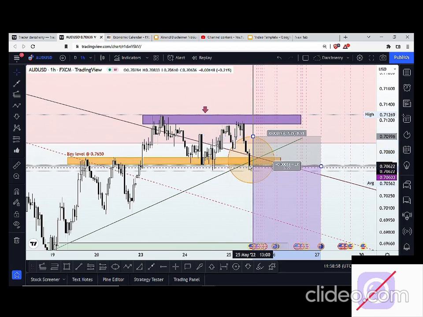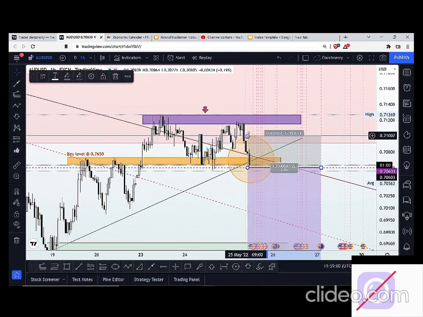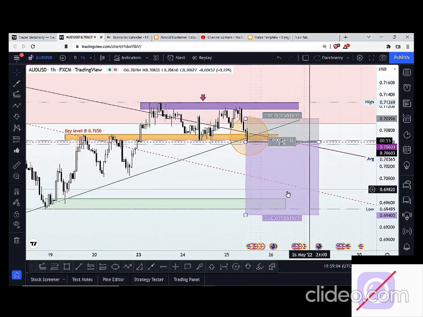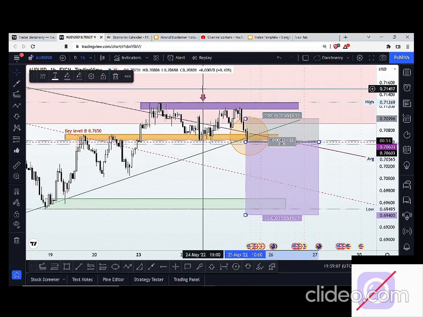Let me see, is 40 pips not too far? Let's look at it closely. Okay, it's okay, 40 pips is okay. Then we have our take profit target at 0.69400, which is about a 120 pips profit target.